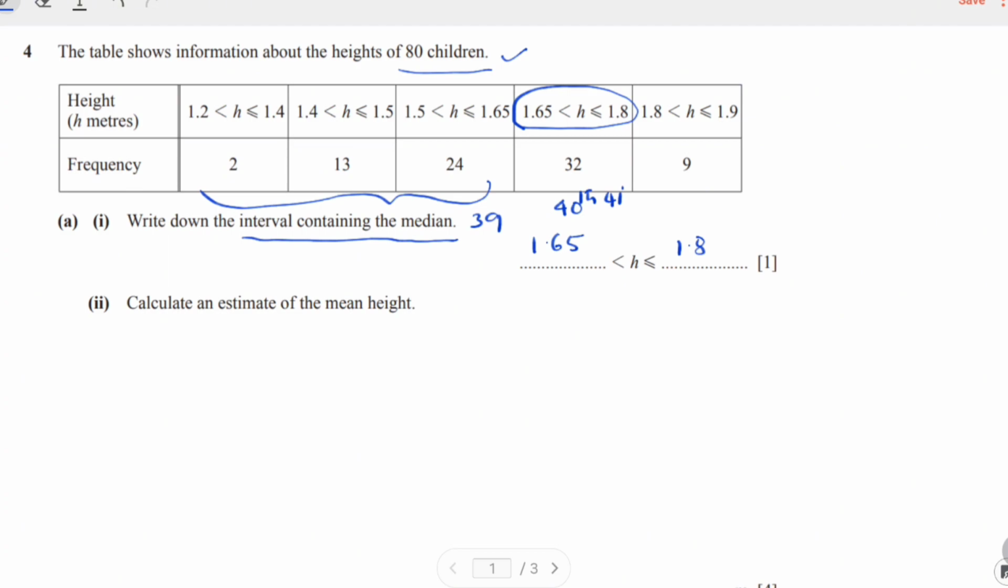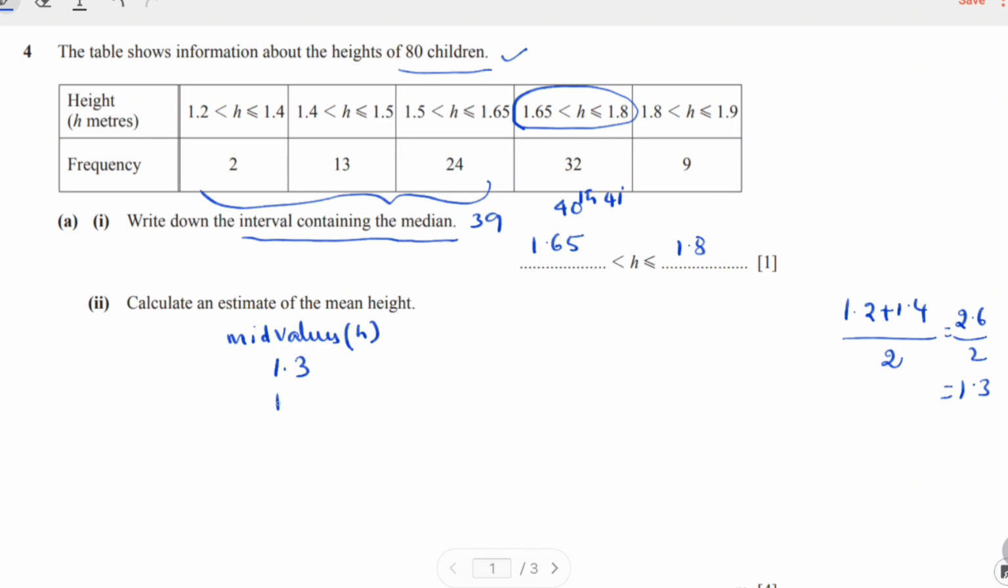Now the second question, we had to estimate the mean height. So first of all, we will find out the mid values of the heights. I call this as h. To find the mid value for the first interval, we add the upper and the lower bounds, 1.2 plus 1.4, divided by 2. We take the average of both, which is 2.6 by 2, 1.3. I'll follow the same procedure for the rest of the intervals.